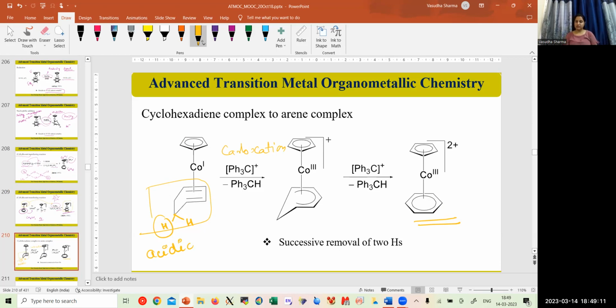And then since the negative would be inside this particular molecule, it becomes an eta 4. Earlier it was eta 4, then it becomes eta 5. Another moiety is there which will take up another proton, and therefore it will become an eta 6, which is a neutral thing. And as you can see, cobalt 1 to cobalt 3 has happened. So successive removals of two hydrogens happen if we are using 2 moles of Ph3C.